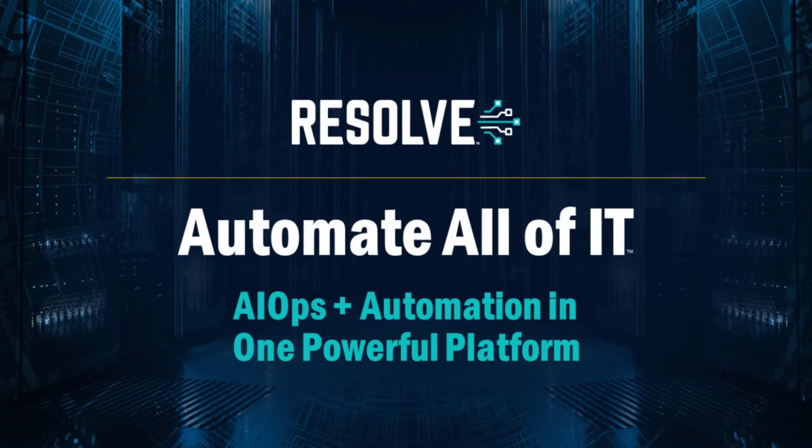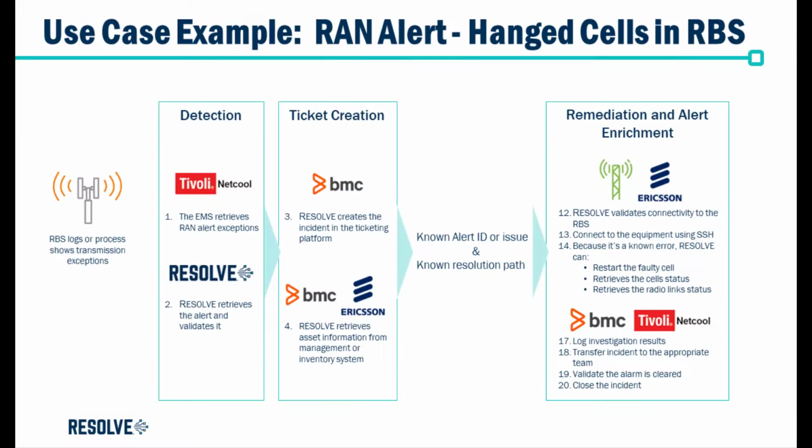We are going to take a look at how Resolve integrates with IBM NetCall and BMC Remedy to help network operations centers automatically respond to network incidents. Today's use case for our demonstration will be troubleshooting and responding to hanged cells in a radio access network. A hanged cell could have occurred for a variety of reasons, so it's important to troubleshoot it correctly and log those details for future reference.